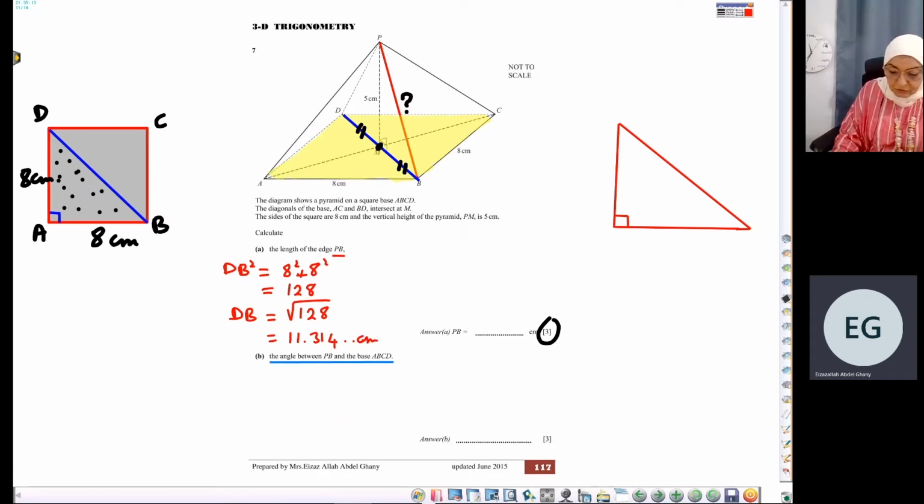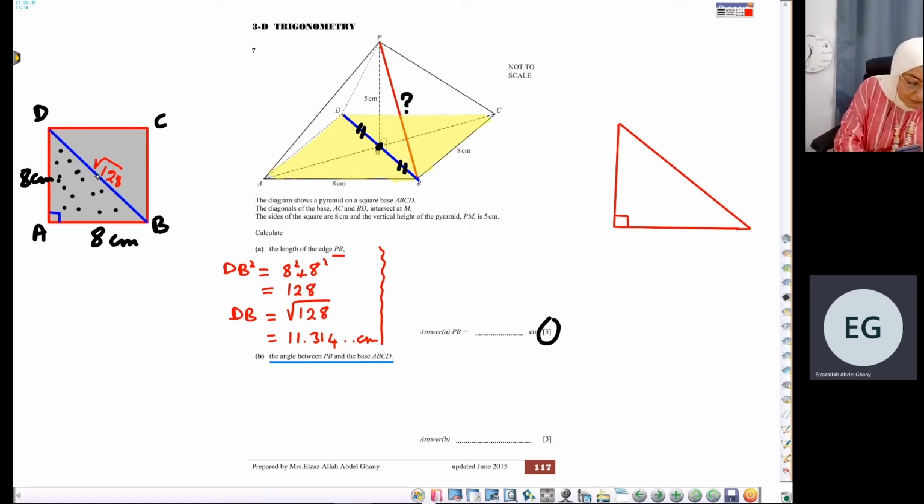But I prefer to write it as surds because surds are exact. Repeat, surds are exact. So square root of 128 is much better than 11.314, which I will cut, and this will affect our accuracy. Now let's complete. When we found this DB, we don't need DB exactly.